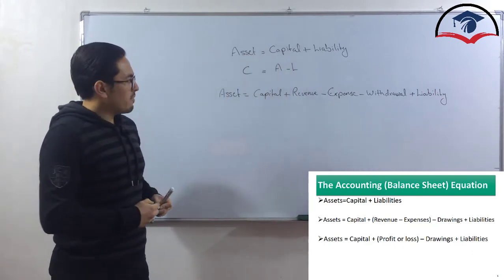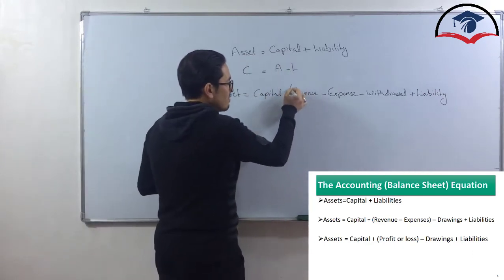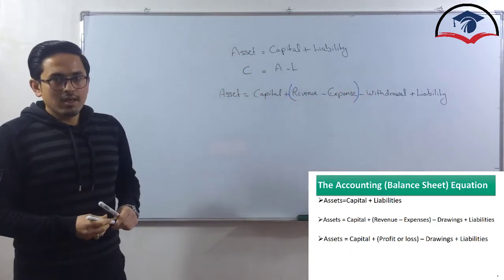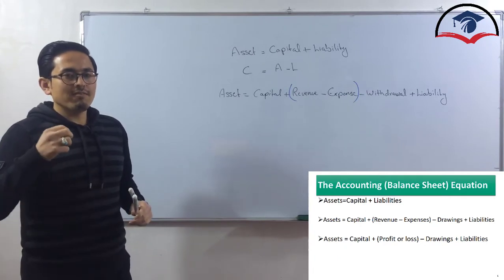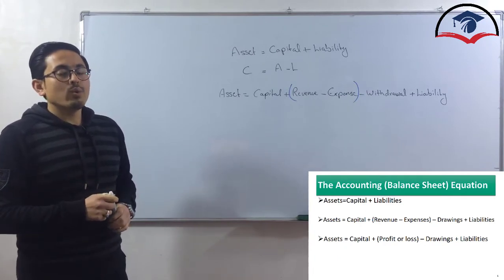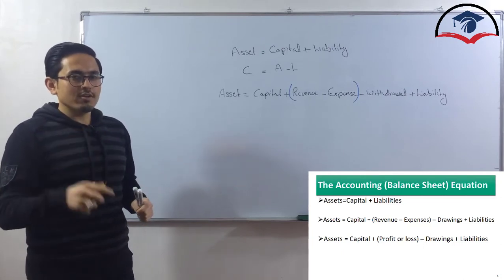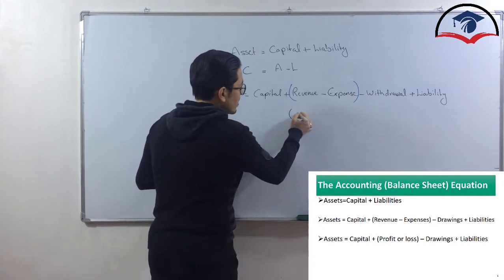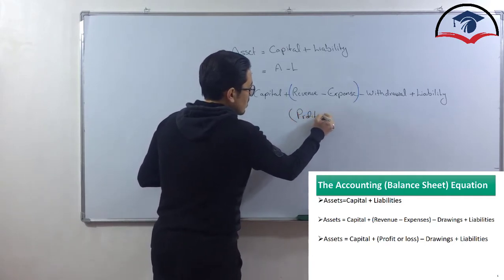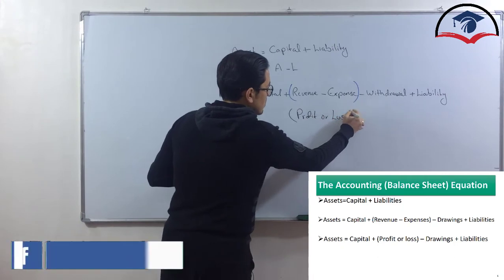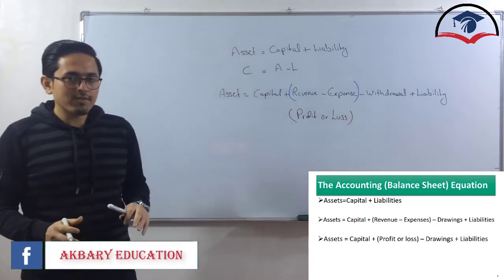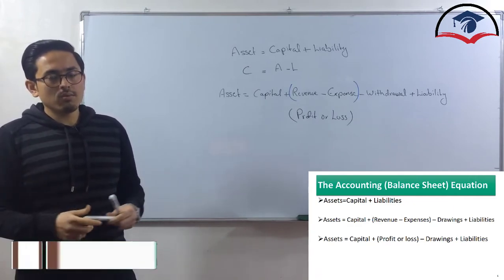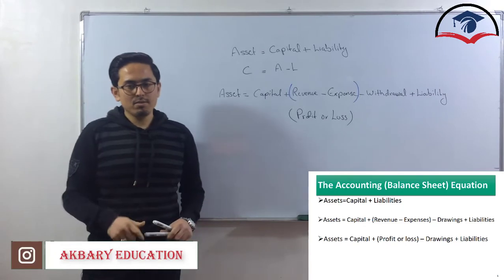You can find here that we have revenue minus expense. If you remember, revenue minus expense from the statement of performance ends up as either profit or loss for the business. So we can easily rephrase that and say profit or loss instead. Of course, if there is a profit, it is an addition to the capital of the business. If there is a loss, there will be a deduction from the capital of the business.